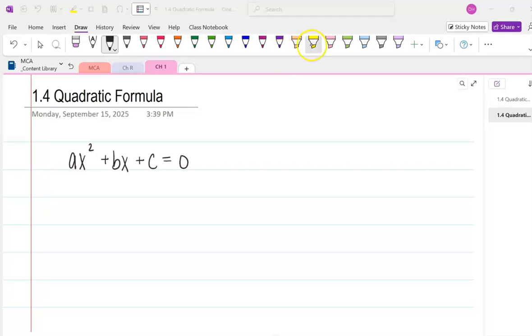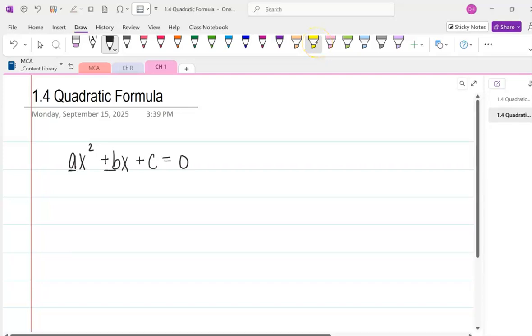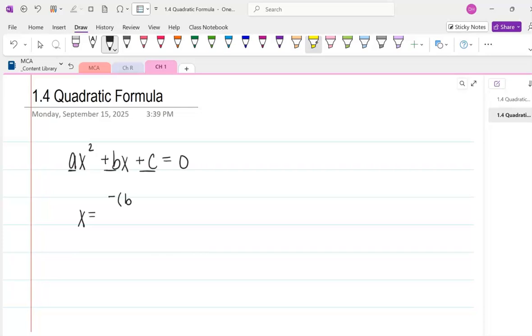And so we're going to take the values for a, b, and c. So we've got a right here, b right here, and then c right here, and we turn it into the quadratic formula. So you're going to write x equals, it's always negative b, and then plus or minus the square root of b squared minus 4ac divided by 2a.